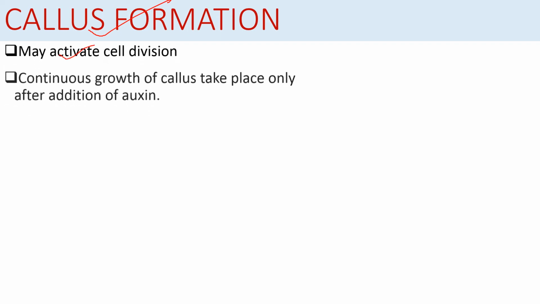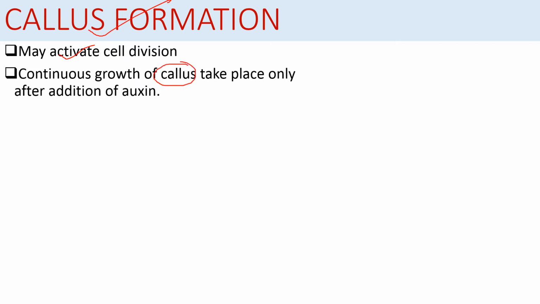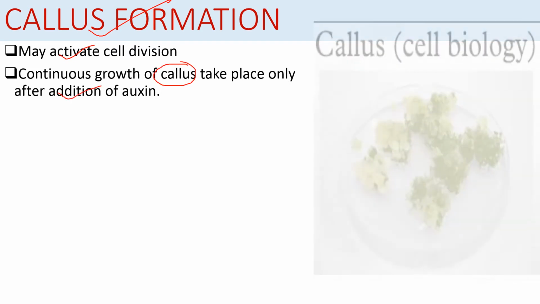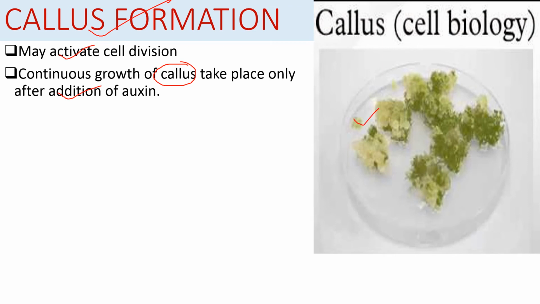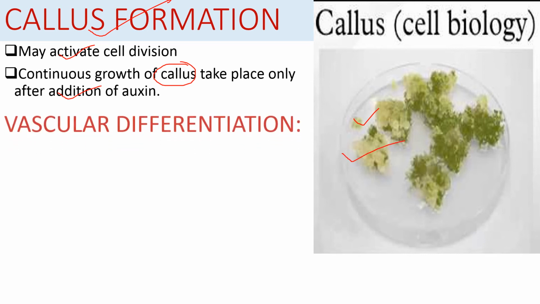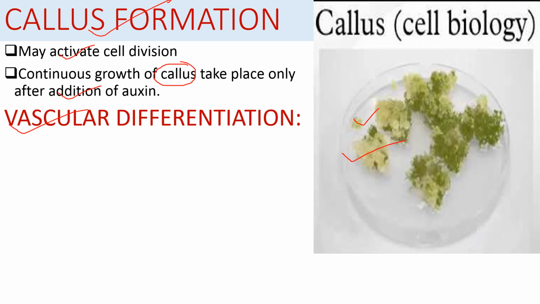Next is callus formation. Callus is an undifferentiated mass of cells, so may activate cell division. Continuous growth of callus takes place only after the addition of auxins. So this is the picture of callus. So, callus is a group of cells which are undifferentiated. That means they are continuously dividing cells. Then it also helps in vascular differentiation.